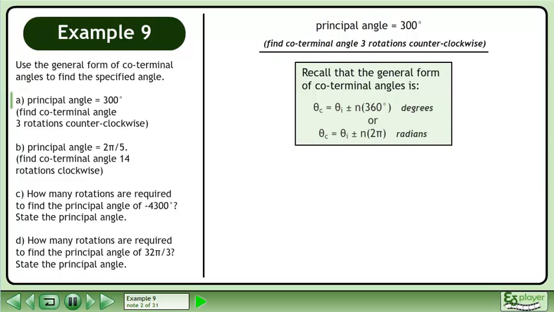Recall that the general form of coterminal angles is theta c equals theta i plus or minus n times 360 degrees, if we're using degrees, or theta c equals theta i plus or minus n times 2 pi if we're using radians.